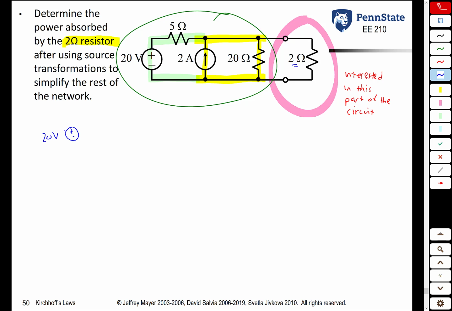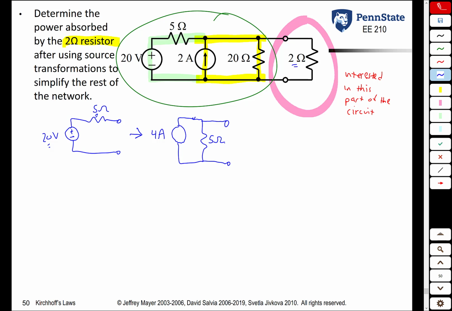So we have this 20 volt source and a series resistance of 5 ohms. So we're going to mathematically replace this by a current source and a parallel resistance. So the current source value has to be 20 volts divided by 5 ohms. When you do source transformations, the value of that current source is going to be 20 volts divided by 5 ohms, or 4 amps. And it's going to have a parallel resistance, and that resistance is the same value, 5 ohms.